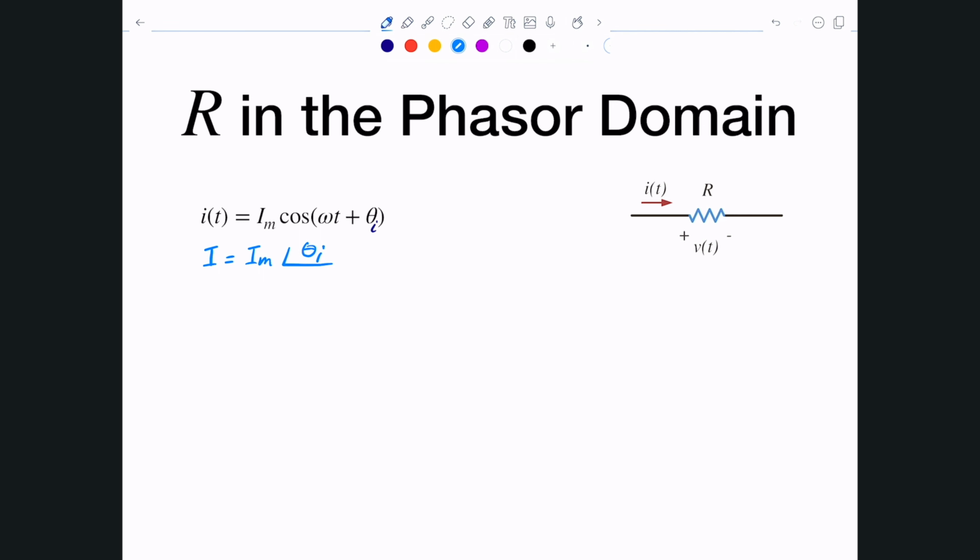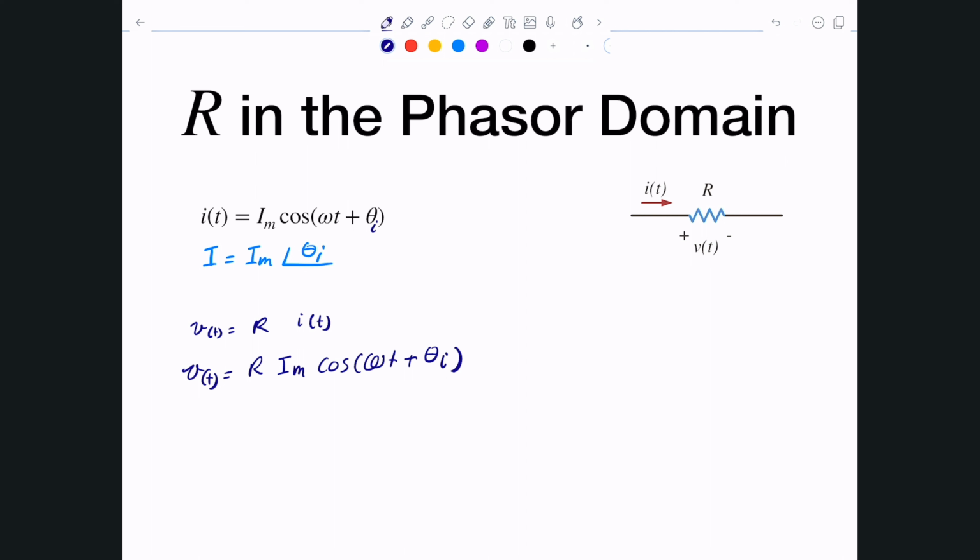All right, so going back to the time domain. In the time domain, we know that Ohm's law tells me simply that V is R times I. But it just happens that this time V is a function of time and I is a function of time. So I'll substitute the value of i of t, which is simply I_m cosine of omega t plus theta_I, and that's basically v of t.